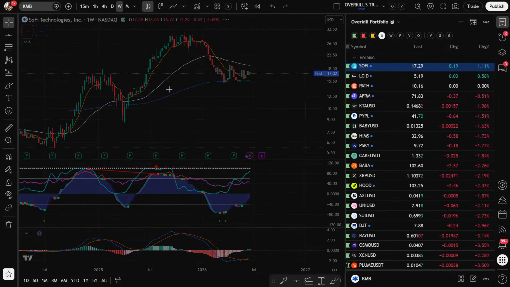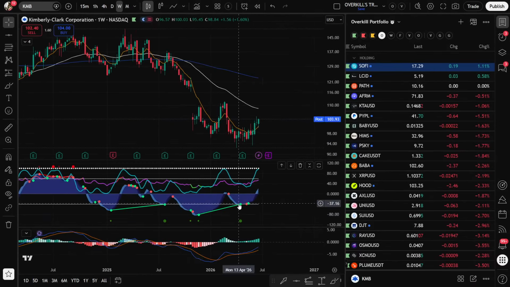KBM stock here from Jeff, looking good. Another dividend stock we talked about a couple weeks ago. Got the signal at 96, and it's pressing up. This one looks really good. I think they pay like a 6% dividend.